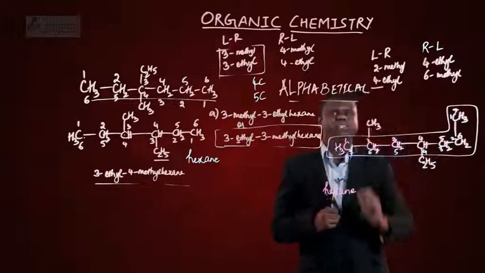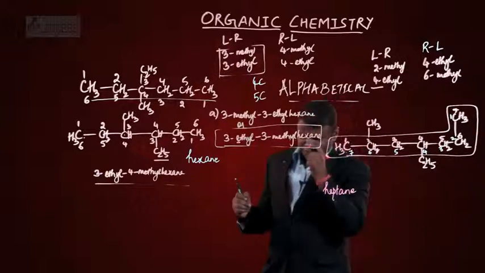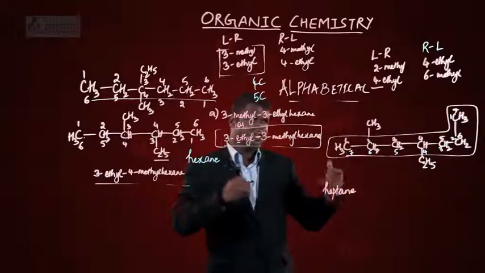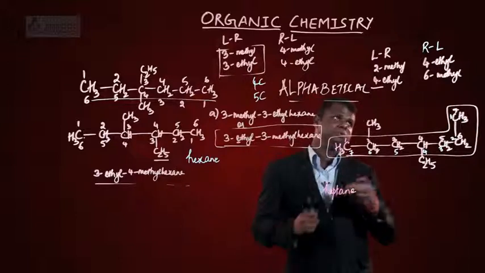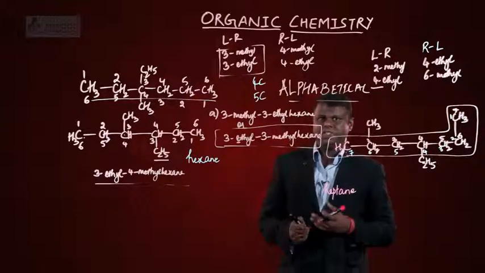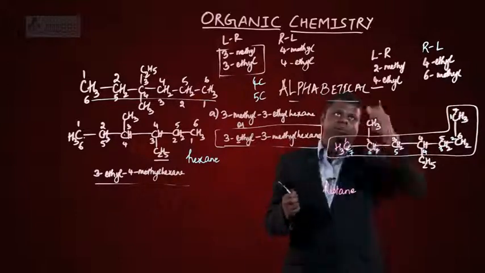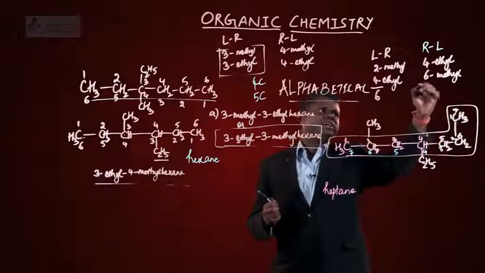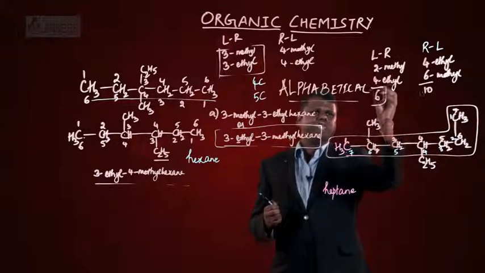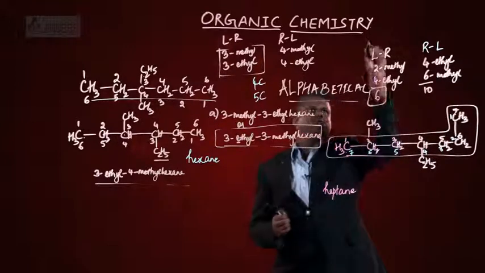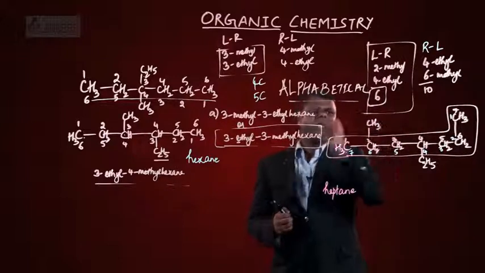So when we take the sum, as I already told you, apply the lowest sum rule without thinking whether 2, 4 should be used or 4, 6 should be used. This will save a large amount of time. So you have 2 plus 4, the sum is 6. Here in this case the sum is 10. So as per the lowest sum rule, we are supposed to select the numbering system from left to right.